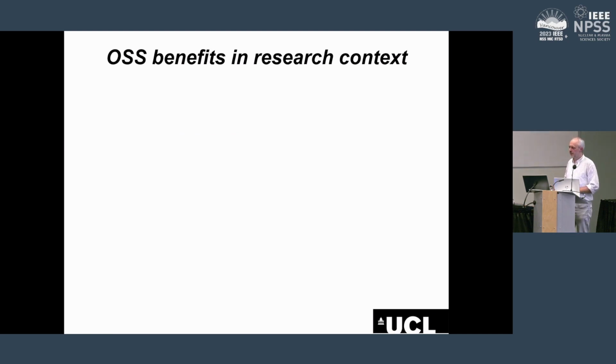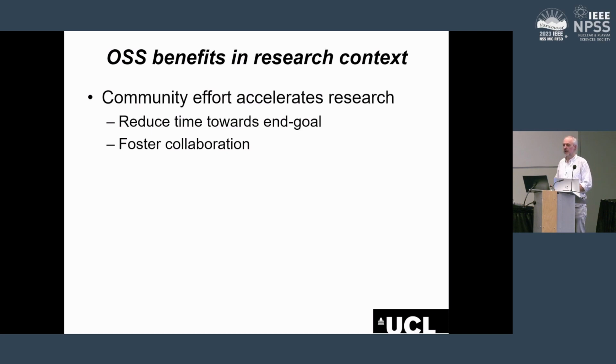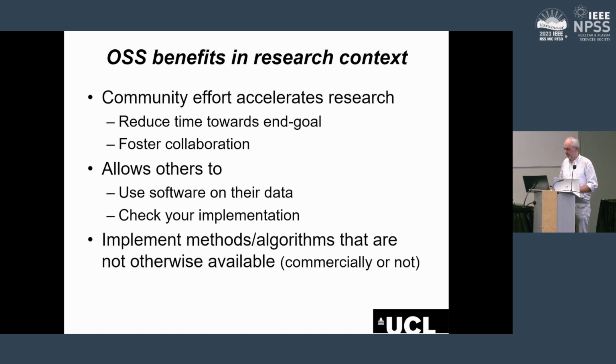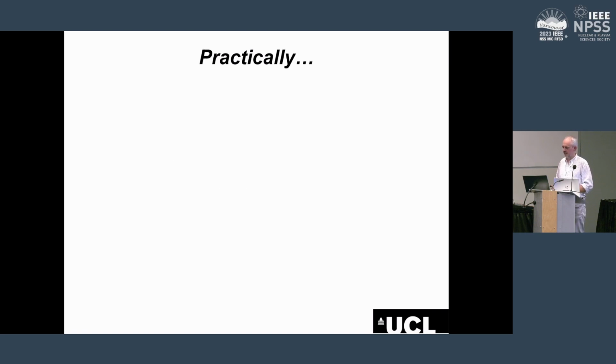So what are the benefits of open source in a research context? Obviously, a community effort can accelerate research, although I have to say that the time you invest in the open source sometimes slows it down as well. So there's always a balance. You give other people the opportunity to use your software and also check your software, which is very useful in many cases. And if what you want to do is not out there, then you can implement it. But how do you go about it?